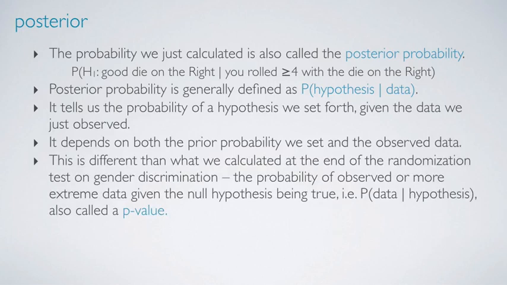This is different than what we calculated at the end of the randomization test on gender discrimination, the probability of observed or more extreme data given the null hypothesis being true, in other words, the probability of data given the hypothesis, which we had called a p-value. We'll see a lot more of those throughout the rest of the course, but this time we're making our decision based on what we call the posterior probability as opposed to the p-value.